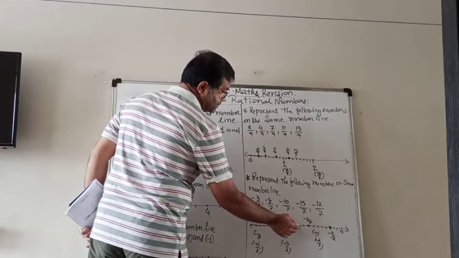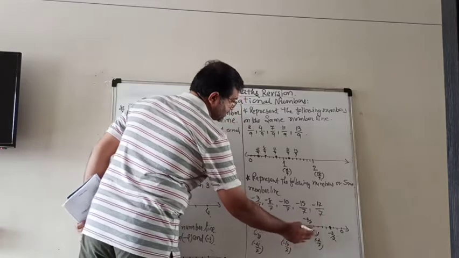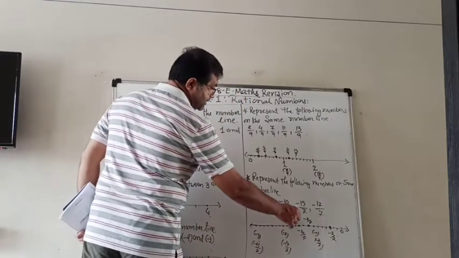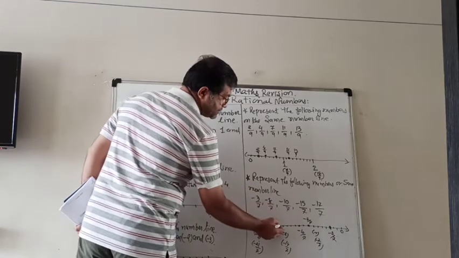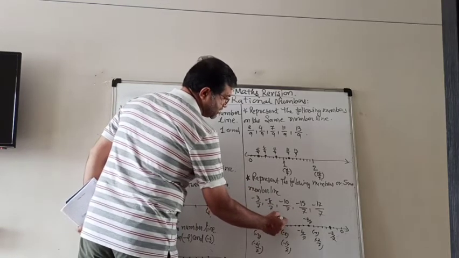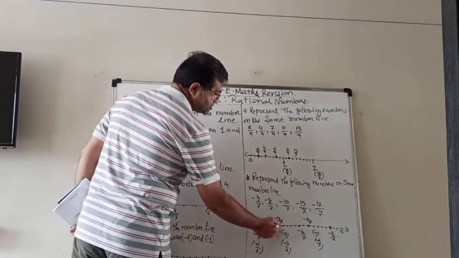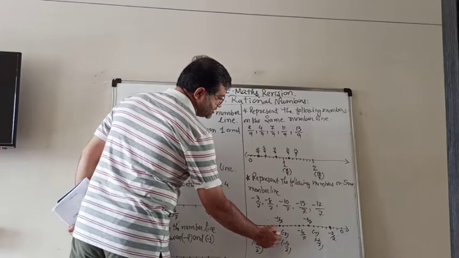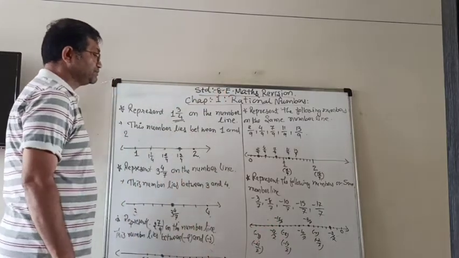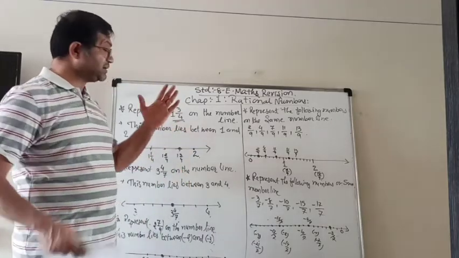Then 10. So that one is -10 upon 7. Then 11, 12, 13. This is the 14. Next is 15. So after that, that is your -15 upon 7. Then next 16. Then that is your -17 upon 7.